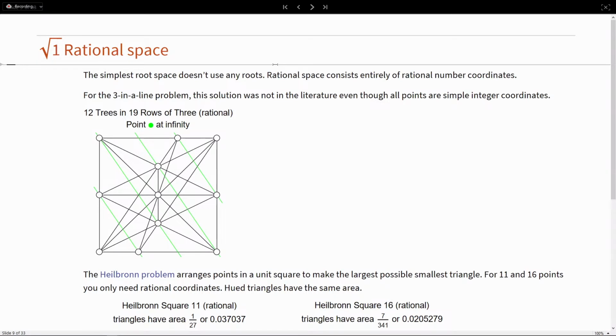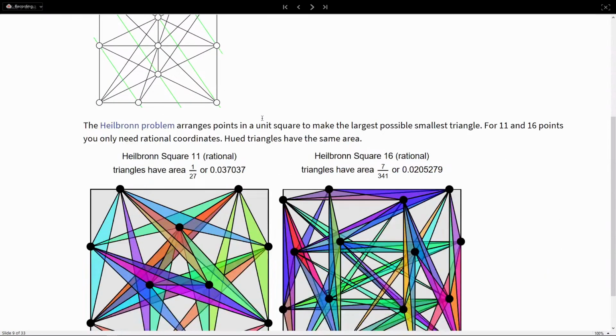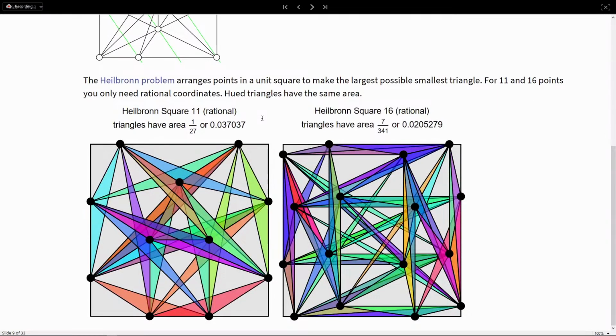So the simplest algebraic field is the rational space. So here's an example here. All the vertices are simple integer pairs. And this is a solution for 12 trees and 19 rows of 3. And this is a solution that wasn't known in the literature for some reason. The Heilbronn problem arranges points in a unit square so that the smallest triangle is as large as possible. And all the vertices in these solutions are nice rational numbers.